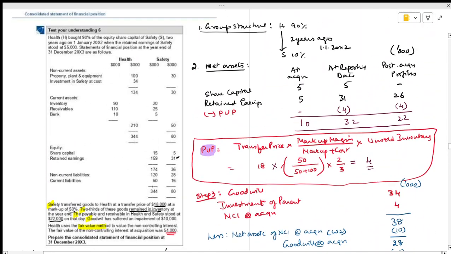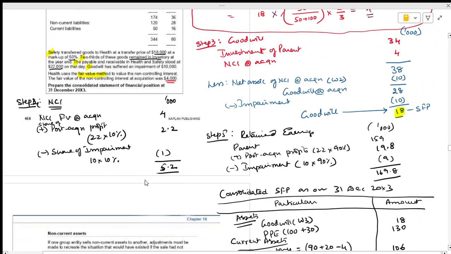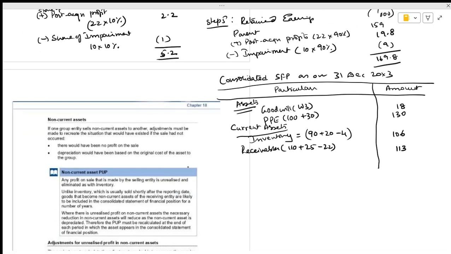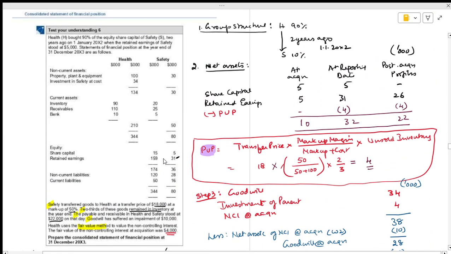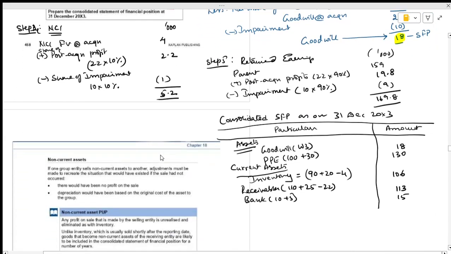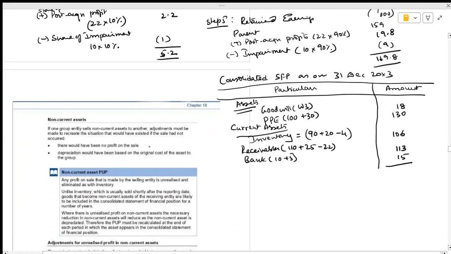What is the next? Bank, 10 plus 5, which is 15. Total it comes to 18 plus 130 plus 106 plus 113 plus 15, which is 382.